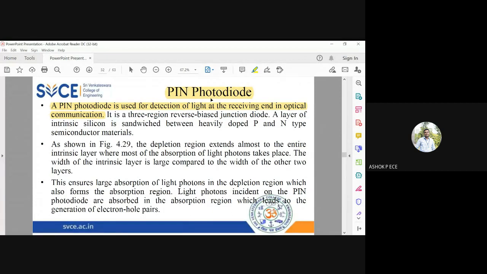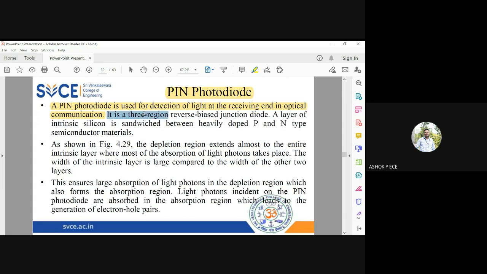So this PIN photodiode plays a very crucial role in detecting optical signals. And remember, this PIN photodiode is going to work in reverse bias. See, in optical communication, all the transmitters, LED and laser, work in forward bias. All the receivers, the PIN photodiode, work in reverse bias. Transmitters forward bias, receiver reverse. R for R. In optical communication, all the receivers operate in a reverse bias voltage.